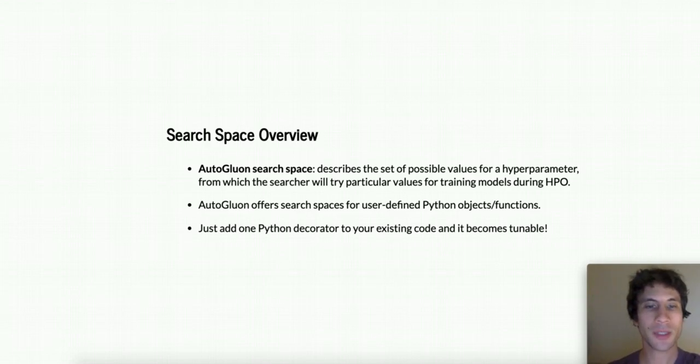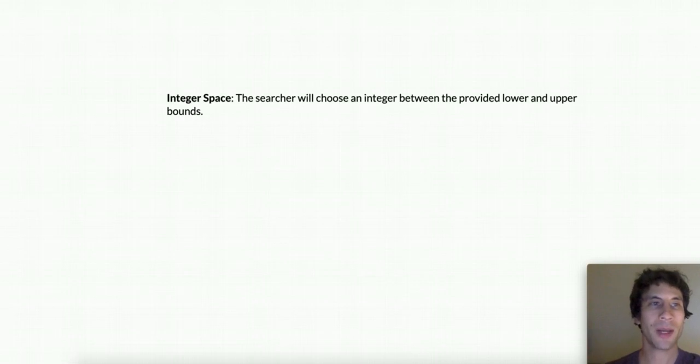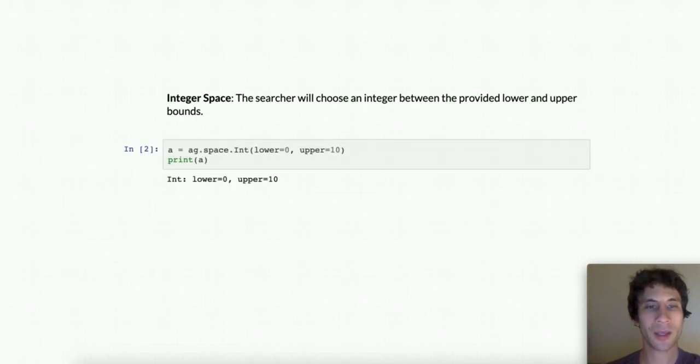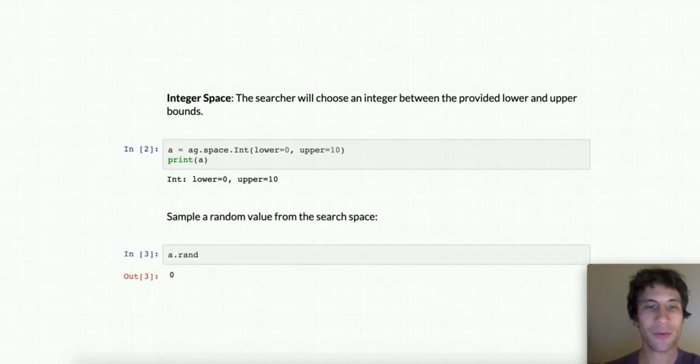Basically, all you have to do is add one decorator to your existing code and it becomes tunable by AutoGluon searcher and scheduler. Let's start by importing AutoGluon. Now let's look at what an integer search space might look like. Here we can just specify an upper and lower bound. We can also sample a random value from the space as follows. This might be useful for the random search procedure.